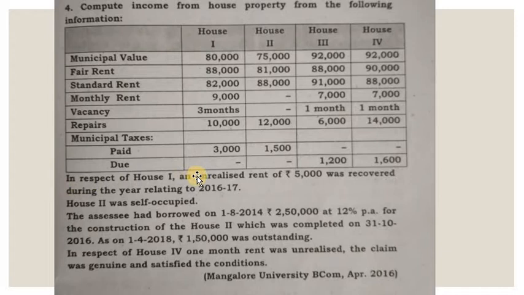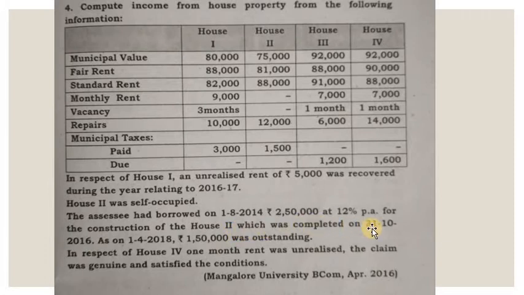In respect of house 1, an unrealized rent of 5,000 was recovered during the year, related to 2016-17. So with respect to this house, unrealized rent is recovered, so we have to add it back to the income. Then house 2 was self-occupied, so there is no monthly rent. Then SSC had borrowed on 1/8/2014 2,50,000 at 12% per annum for the construction of the house. The date of borrowing is 1/8/2014, the total amount of loan is 2,50,000, and the percentage is 12% for construction, so it is allowed.